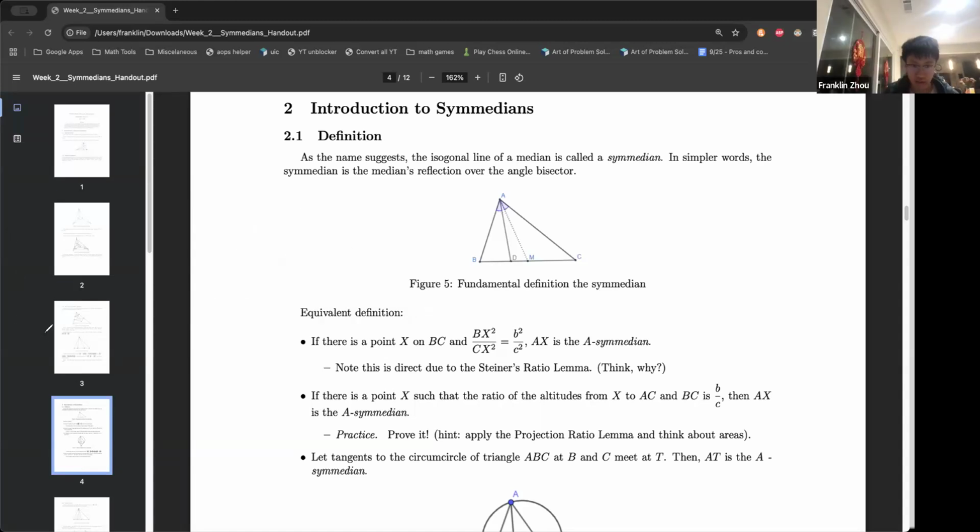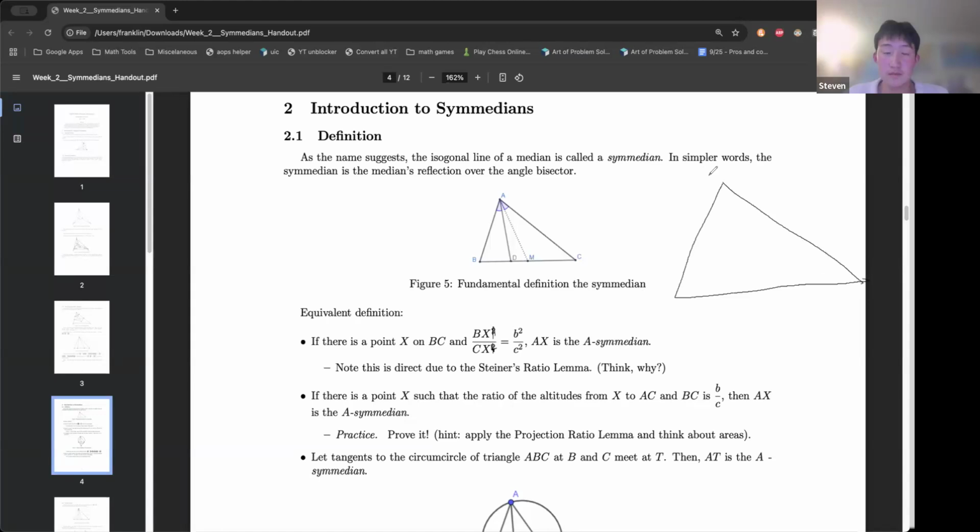Next, I'll go over another one. So this one actually has a typo. It should be BX over CX. But basically what we're stating is that if we have a triangle ABC such that BX over CX is equal to AB squared over AC squared, then AX will be the Symmedian. So I'll just go over the proof right now.